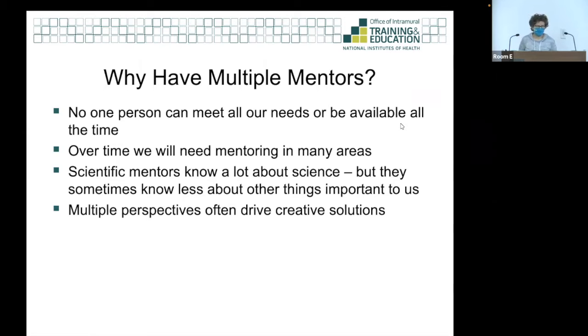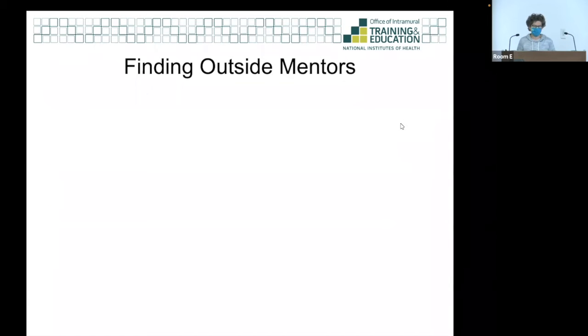Finally, one last reason you should consider having a whole team of mentors is that when you get multiple perspectives, it can drive creative solutions. Each of us sees a problem through our own unique lenses and our own unique perspectives. So when you get advice from multiple people, you often increase your chances of having a good outcome.